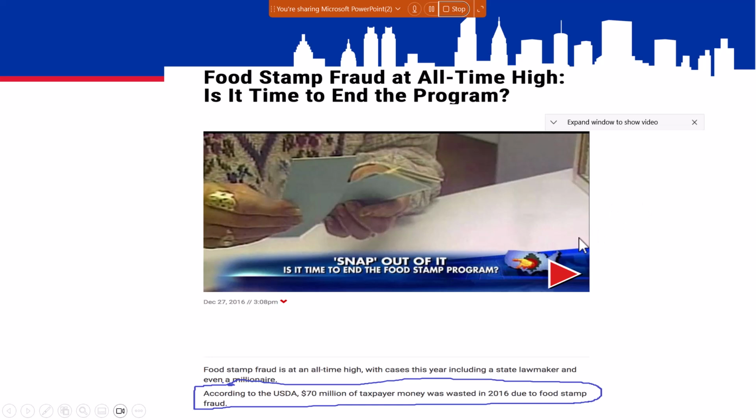Okay, so take a look at this. This actually appeared on a news website. Food stamp fraud is at an all-time high. And notice in this sentence, and even here, where SNAP is the other name for food stamp, which is, what is it? Supplemental Nutrition Assistance Program. Yeah, that's what it stands for. So notice here, according to the USDA, 70 million of taxpayer money was wasted in 2016 due to food stamp fraud.